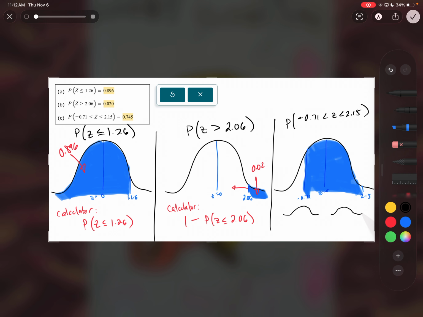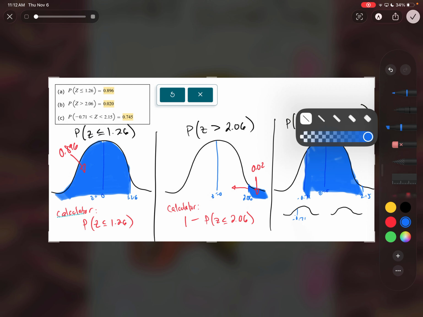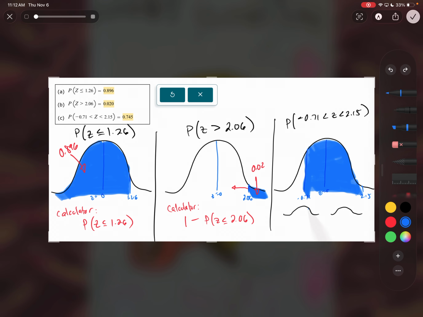I know this is super small, but just bear with me for a second. If I could find 0.71 or negative 0.71, it would be to the left, over here, right? Oh wait, let's switch that. Sorry, let's do the 2.15 first. If I could find the 2.15 to the left in the calculator, all I would do is P(z less than or equal to 2.15), right? That would find everything to the left.